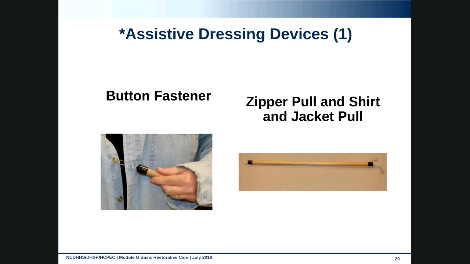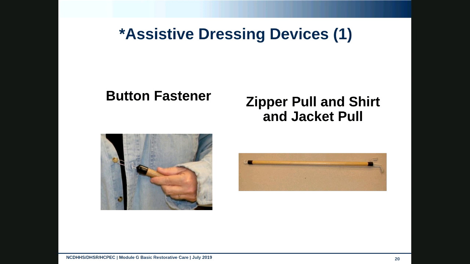The button fastener is an assistive device for dressing. It helps somebody button a shirt single-handedly. As you see, you slip the button device through, you grab the button, and you pull it through the shirt buttonhole. The zipper pull and shirt and jacket pull can help the resident put a shirt or jacket on a weak arm. So they would use this device to slide the shirt up on the weak arm and pull it over to their strong side, and then use their strong arm to slide their arm into their jacket, and that's how they get their jacket on.